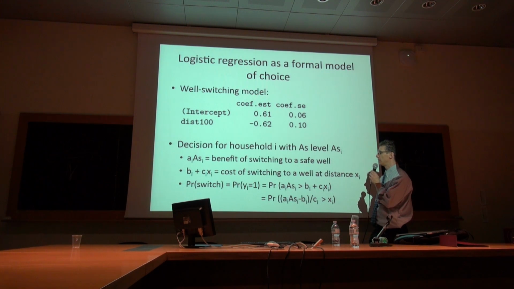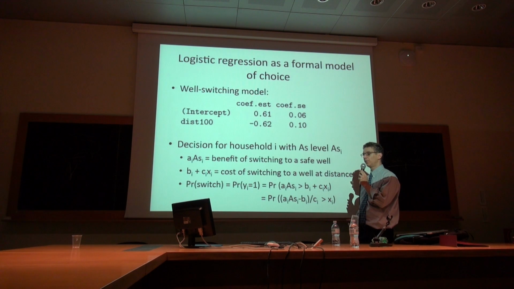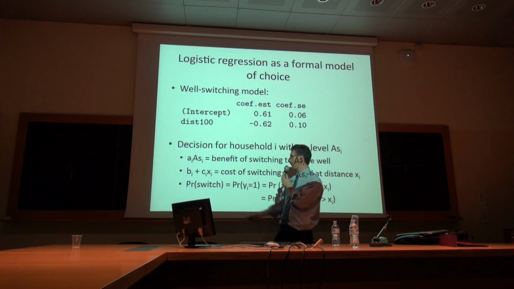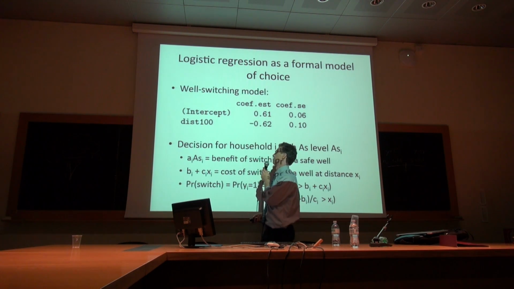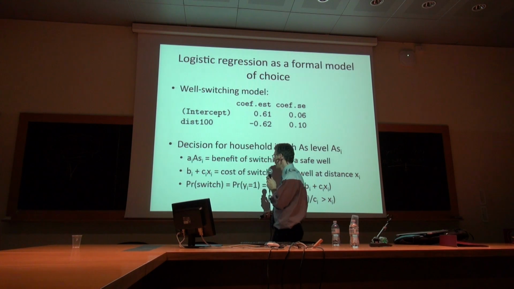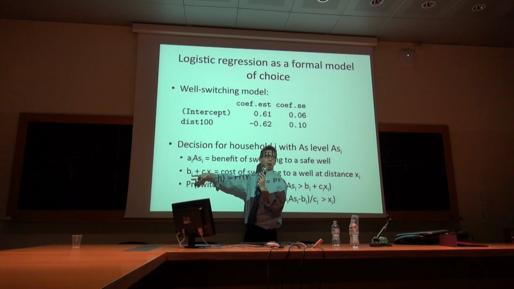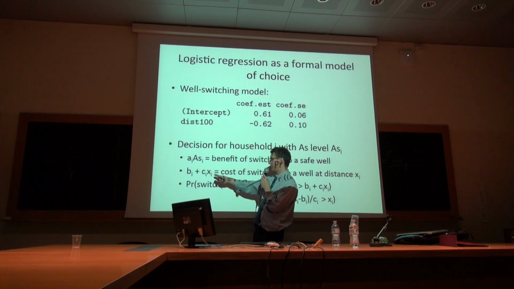And so now I'm going to look at your decision of whether to switch. So your household i, I'm using a subscript to indicate households, you will switch if the benefit exceeds the cost. The benefit of switching is proportional to your arsenic level, right? Because the more arsenic you have, the more you gain from switching. The cost of switching has a fixed cost, because you have to go carry a bucket of water and talk to your neighbor. And then there's a cost of switching that's proportional to distance walked.